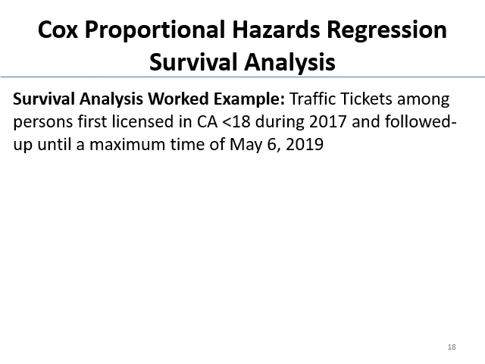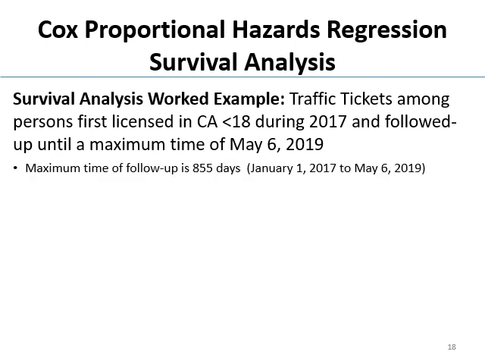Looks like we're back to traffic tickets among persons licensed in California less than age 18 during 2017, and we followed them up to May 6, 2019 maximum. So the maximum amount of time that a person could have been followed up was 855 days. That is, if they got their license on January 1st, 2017, all the way to May 6 is apparently 855 days.